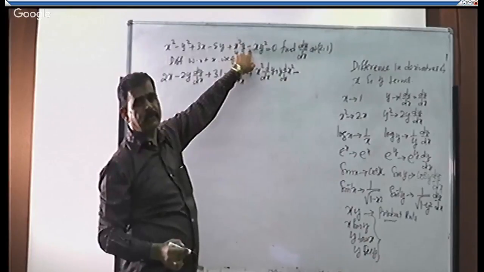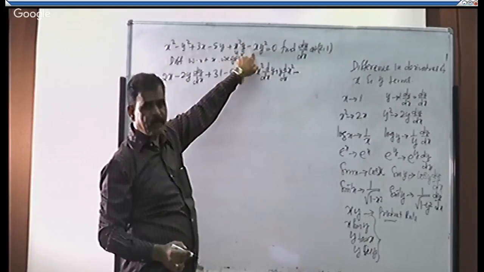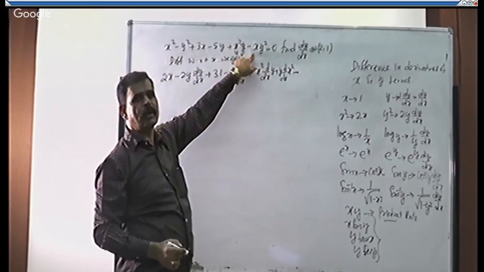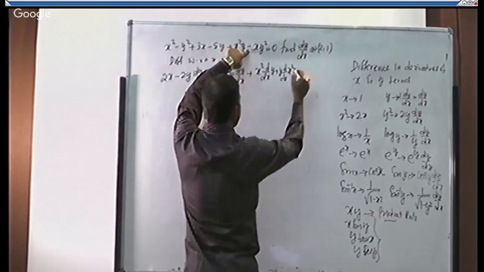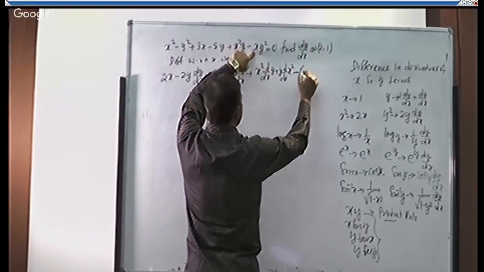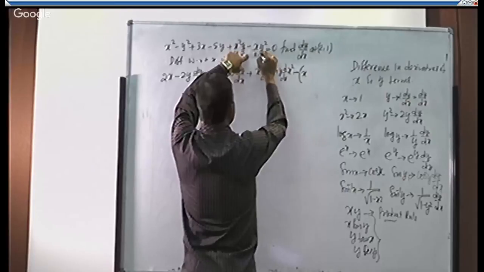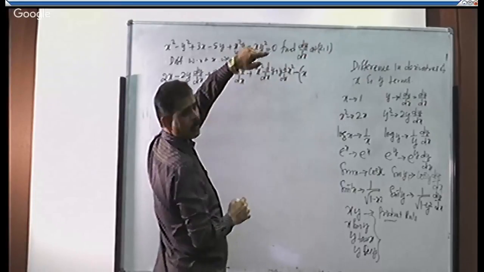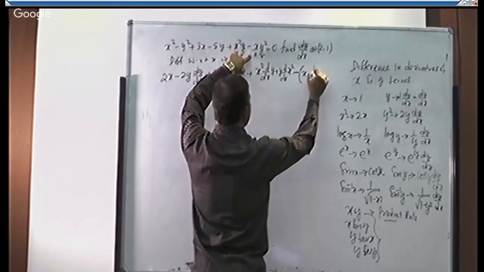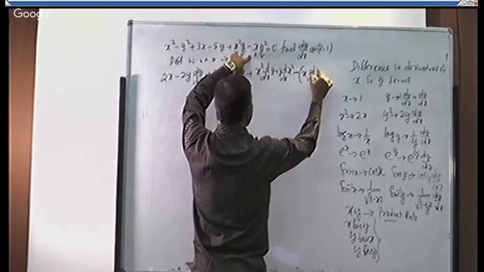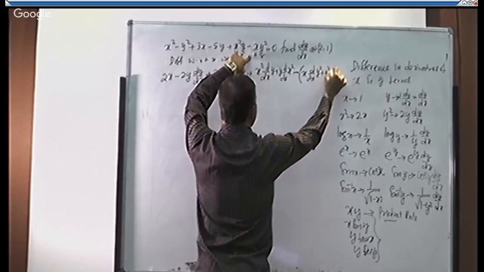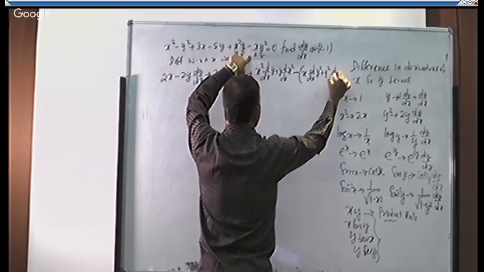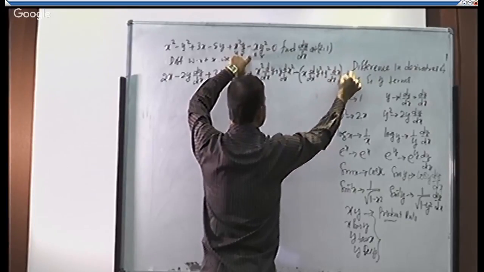x into y square. It is also differentiated by using the product rule. Because of the minus sign, put a bracket. Take this as u, this as v. Product of x and y terms. x into d by dx of what? y square. Plus y square into d by dx of what? x is equal to 0.